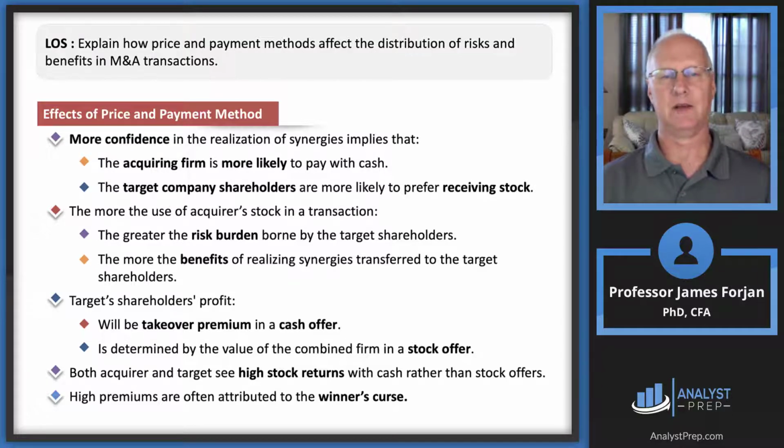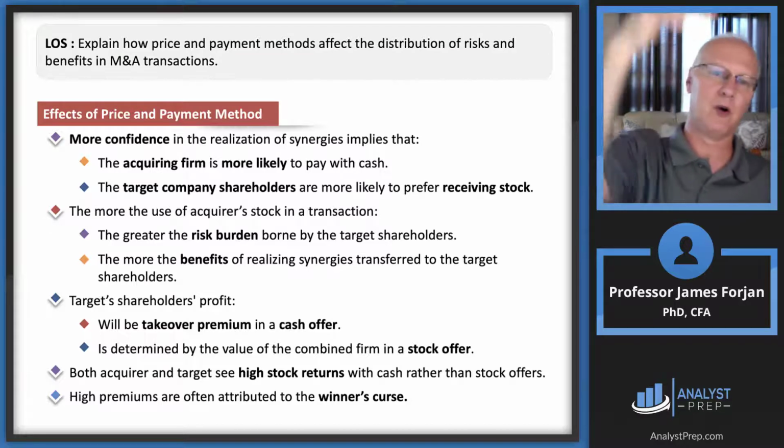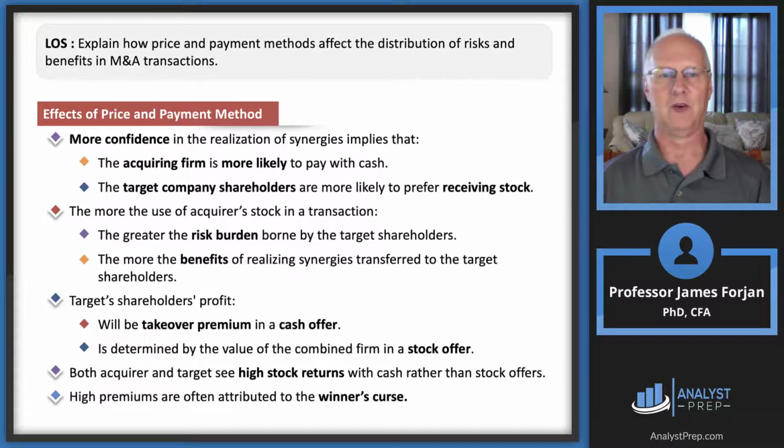Now notice that second sub-diamond point. Target company shareholders are more likely to prefer receiving stock, right? So, of course, if the target company shareholders know, now that's the big question, if they know about the confidence in the realization of these synergies, they're going to prefer to receive shares of stock, right? Because it's at 100 now. They believe it's going to be at 130 because the acquiring firm executives believe it's going to be 130. But the acquirer stock, if this is used, look at that second main diamond point. The greater of the risk burden is borne by the target shareholders, right? They get something that's worth 100, and maybe it's only going to be worth 80 at some time in the future.